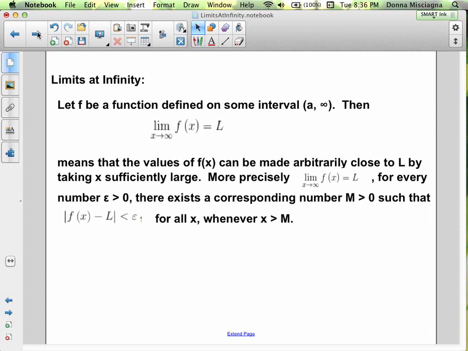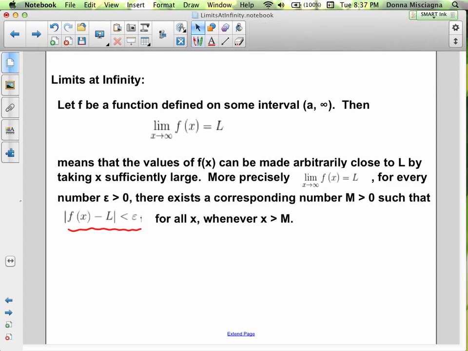every time that the absolute value of f of x minus our limit is less than epsilon, there's got to be some value of x. As x is getting larger and larger, this difference between the function and the limit is getting smaller and smaller. So the larger the x value, when we're talking about a limit as x approaches infinity, the smaller the difference between the function and the limit. In other words, the value of the function is getting closer and closer to the limit.